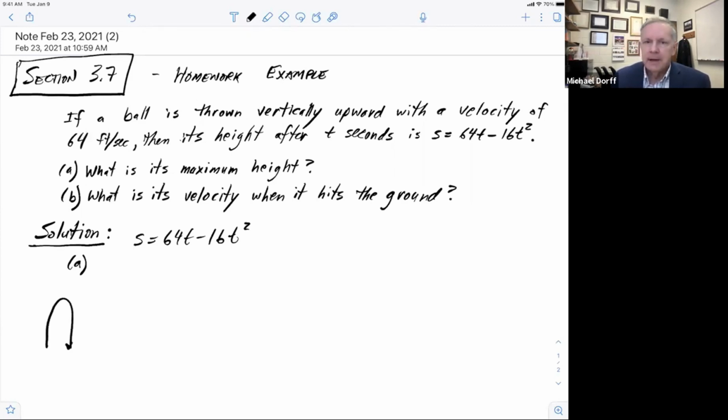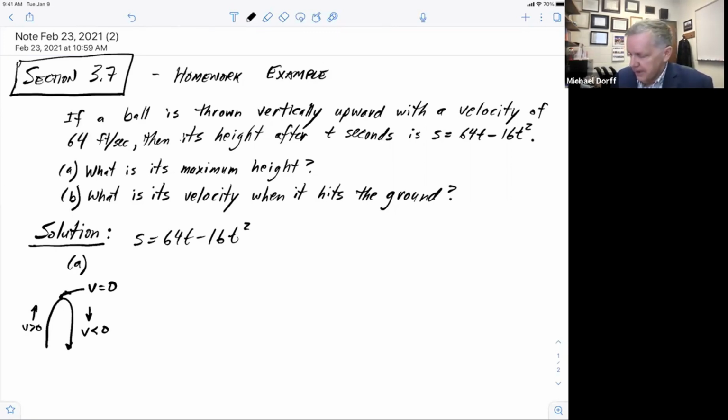Well, that means its velocity is zero. When it's going up, velocity is greater than zero, and when it's coming back down, velocity is less than zero. Right here is where velocity equals zero. And that relates with the derivative, because if this were a parabola, then at that vertex you would have a tangent line that would be horizontal, and the derivative would be equal to zero. Well, if I take my function s, its derivative is velocity. So when velocity equals zero, I'm at the top point.